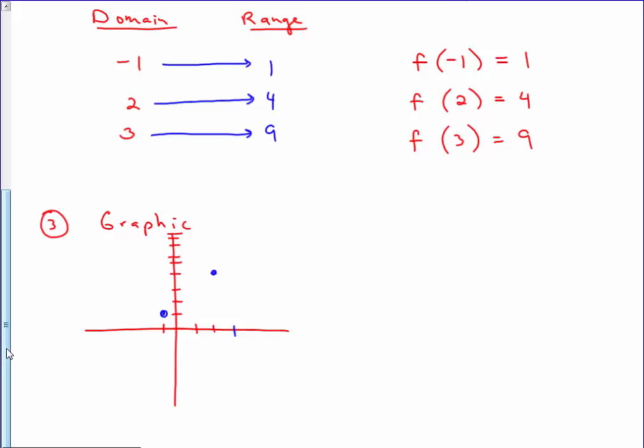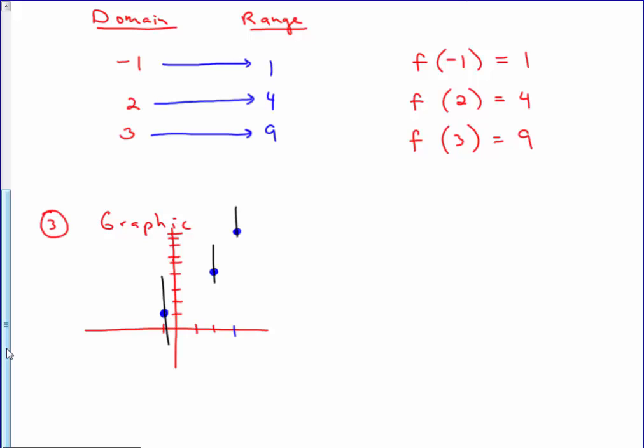Looks like I'm going to have to extend my graph a little bit. Use your good imagination here. There's 3 and 9. So that graphic notation can be used to represent a function. Notice that it passes the vertical line test. In other words, the blue dots are the only parts that are actually in my graph. If I draw a vertical line, any line would pass it only once, and so it is indeed a function.